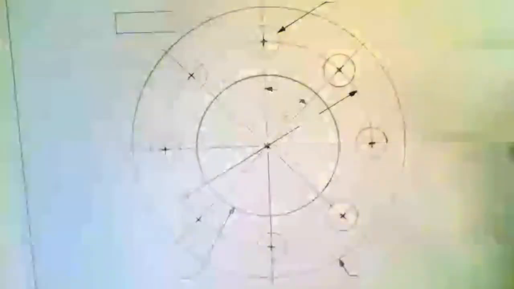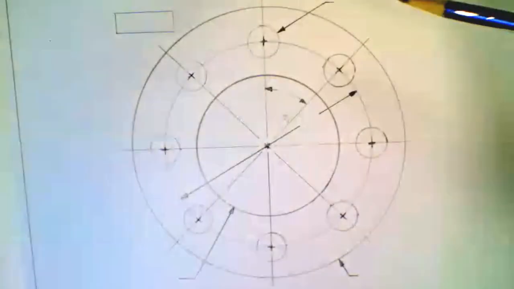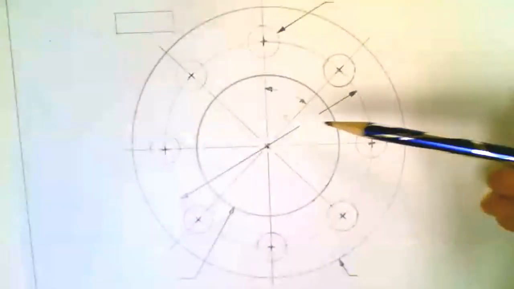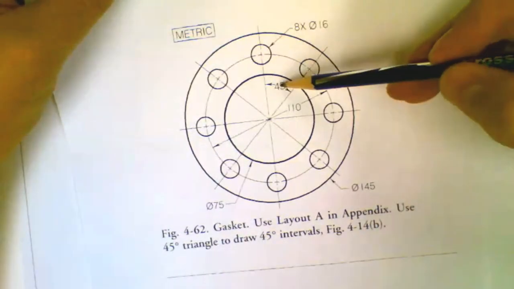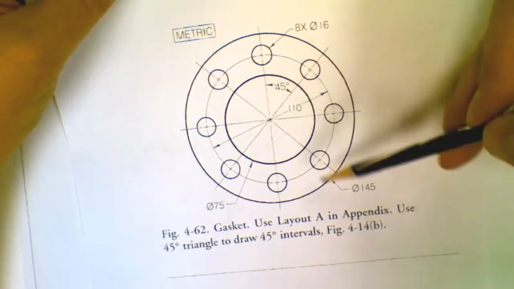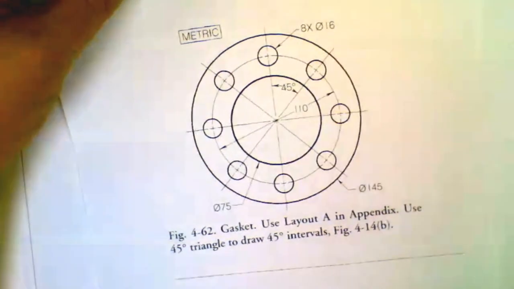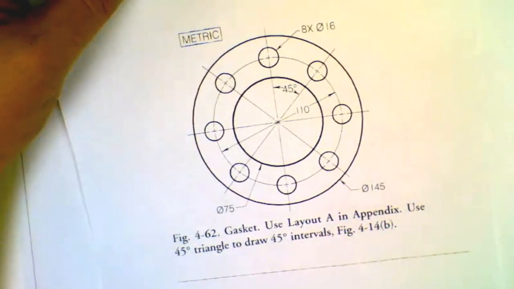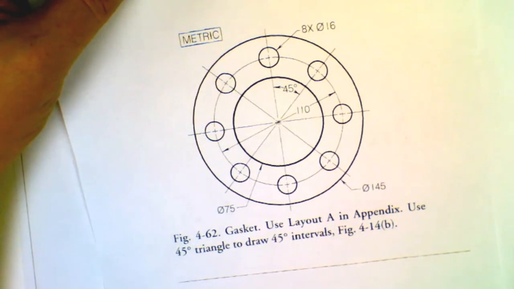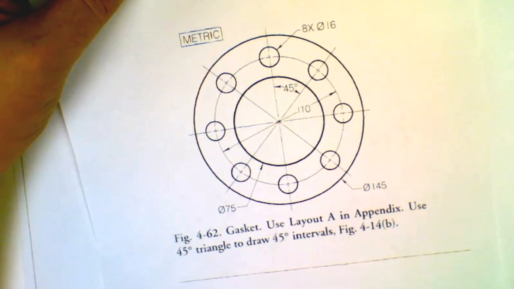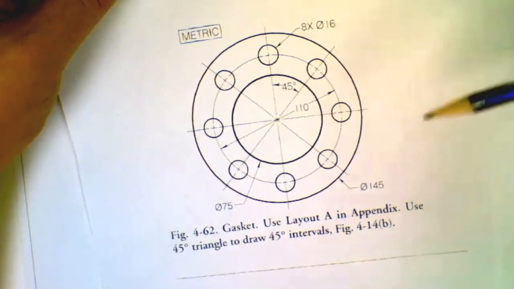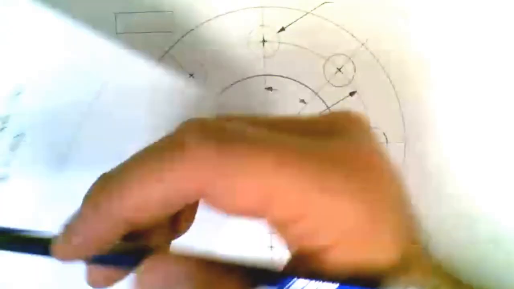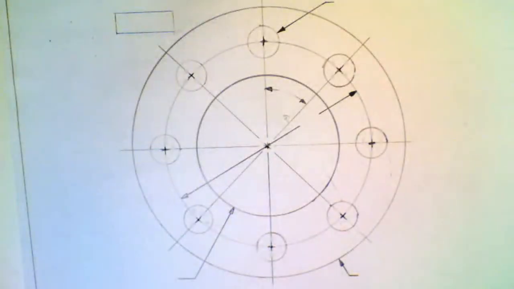So the last step is just to put in all my lettering. Metric, the 8x diameter 16, the 45, the 110, the 145, and the 75. But note, all of these dimensions are horizontal. Even the 45 is horizontal. This is horizontal, this is horizontal, this is horizontal. We call this unidirectional dimensioning. One direction. They all go in the same direction. We could draw these dimensions in the orientation of the actual dimension itself, but in this case, they're all horizontal. There is 462, the gasket.